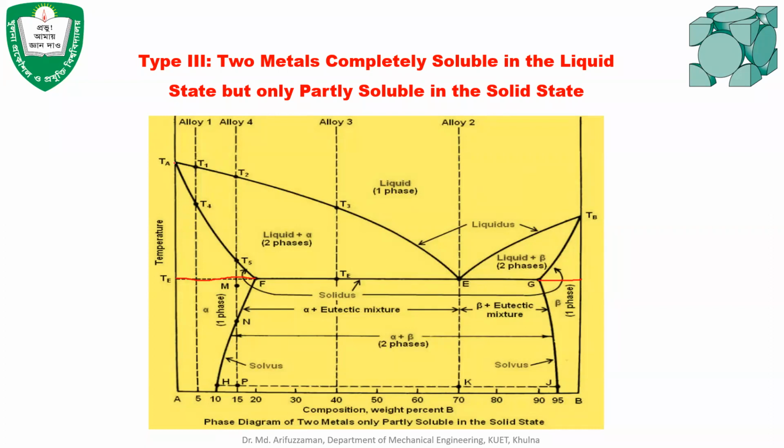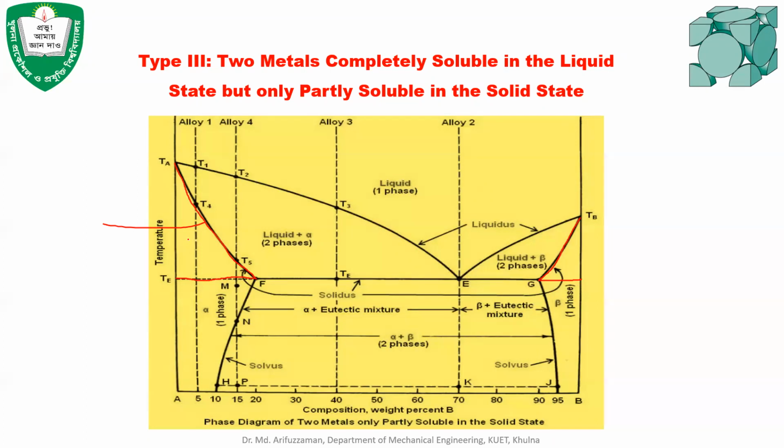But in this case, the line TA, T4, T5, and F, and on the other side TB and G, these two lines actually represent the solubility. This line indicates the solubility of B in A, and this line indicates the solubility of A in B. That means according to this line, we can determine how much B will be present in the solid. And it also depends on the temperature.